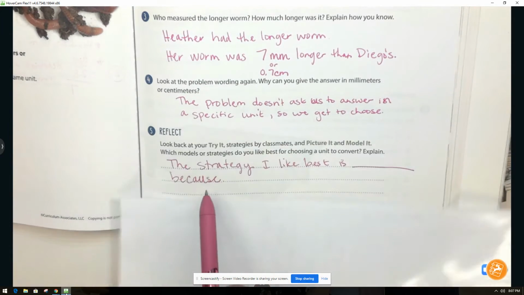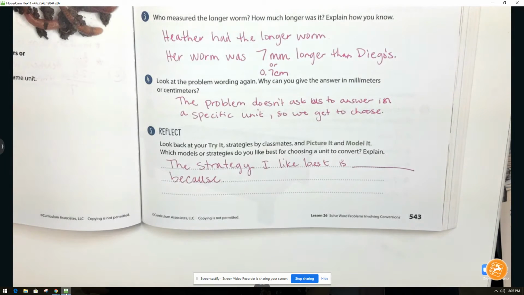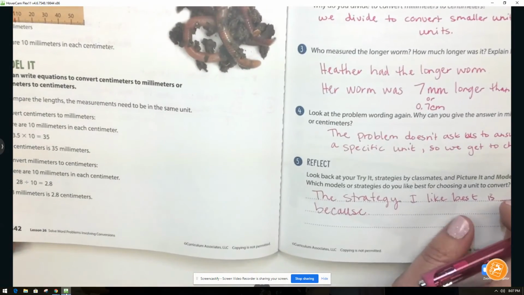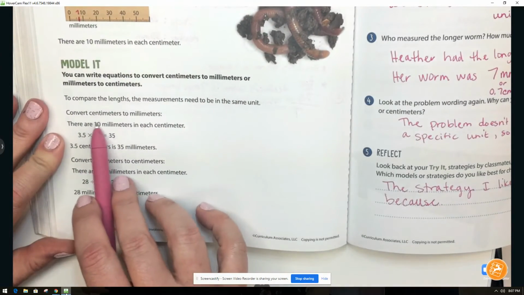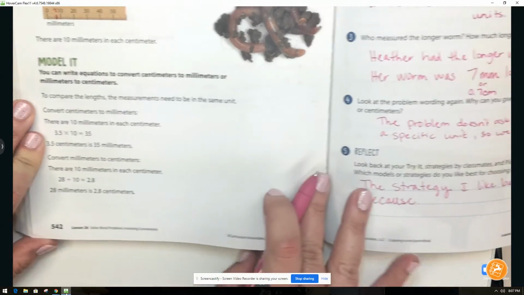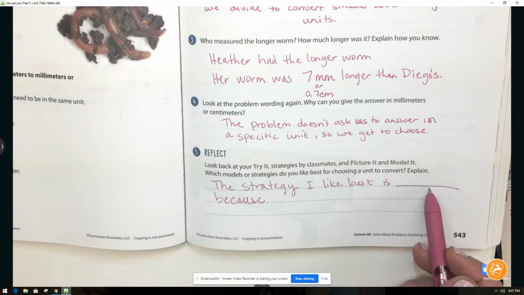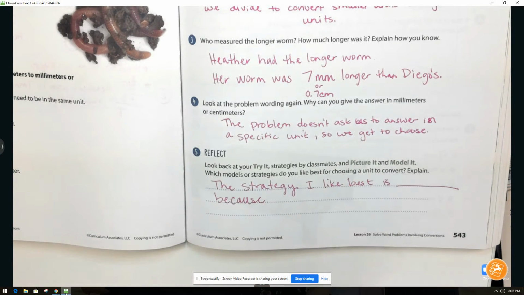And now we're going to do our reflection that we do at the end of each of our lessons. We're going to look at this and say, okay, the strategy I like best is what? Do you prefer to convert from the larger unit to the smaller unit or the smaller unit to the larger unit? It really is just a preference, whether you prefer to multiply or divide. Tell me which is your best method, and then tell me why. You can pause your video now and finish writing that, and then when you're done, you can go to page 544.